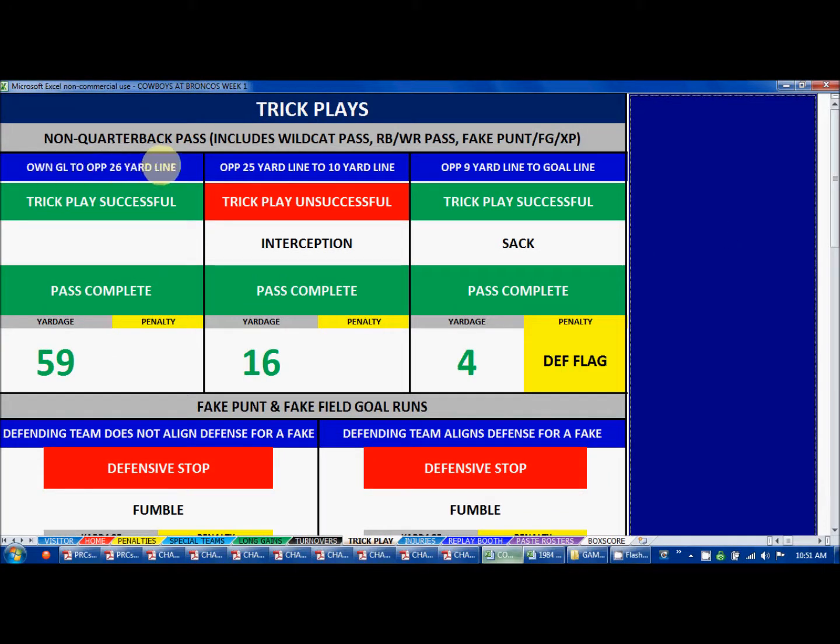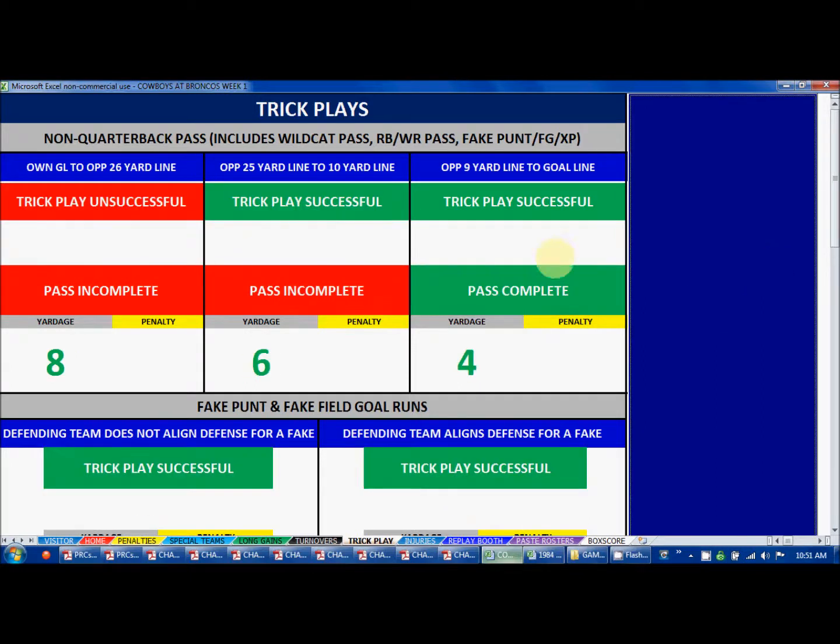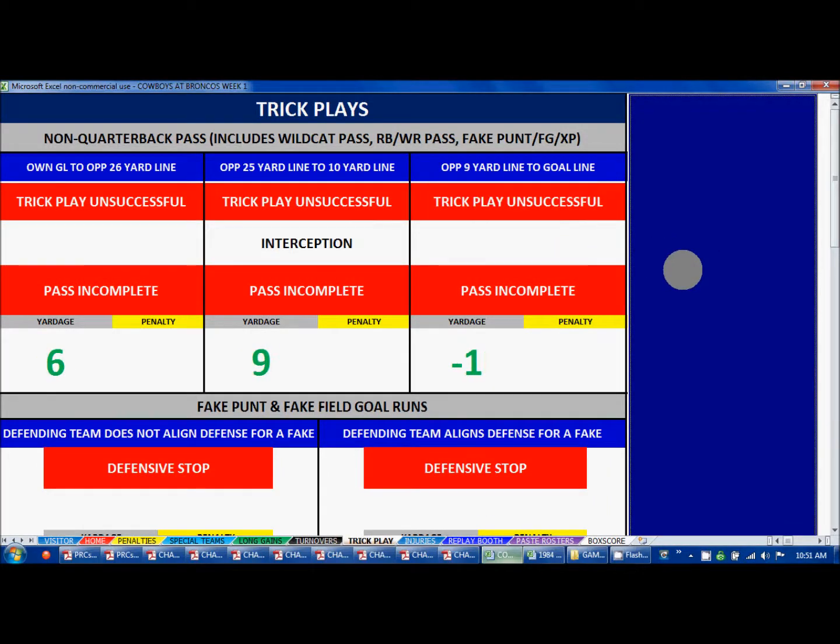If you're from your own goal line to the opponent's 26-yard line, this just tells you if it's successful or not, if anything else is possible on the play, if the pass is complete, and what the yardage is, and if there's a penalty. So here we see that if you're trying it within your opponent's 25-yard line down to the 10, the trick play was unsuccessful and it's intercepted. Follow all procedures from there, and you always use an intermediate pass level to determine what interception level or what the distance of the thrown pass is. Sack with fumble, again, no matter if the trick play is successful or not, this takes over. So anytime something is present there, that is the actual result of the play.